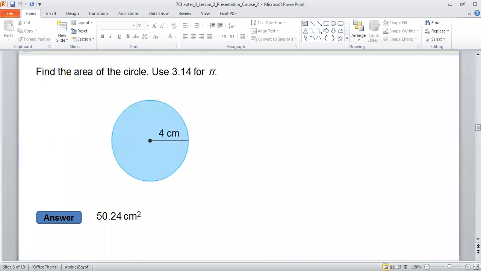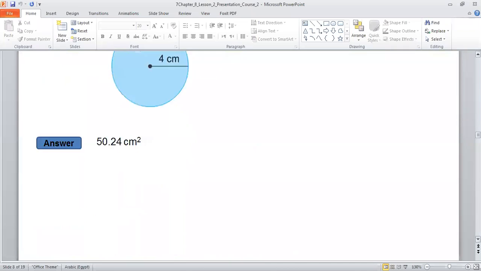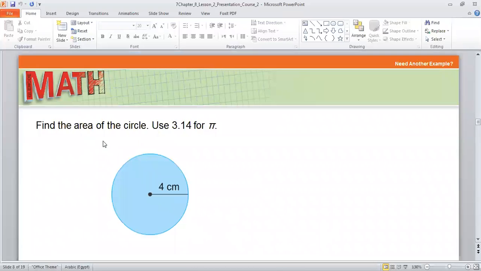Look with me, Muhannad. I have the circle in the opposite. I need the area. If the radius is 4 and the value of pi is equal to 3.14, do you remember the rule of the area? It is 3.14 times r squared, and I will multiply by r squared.